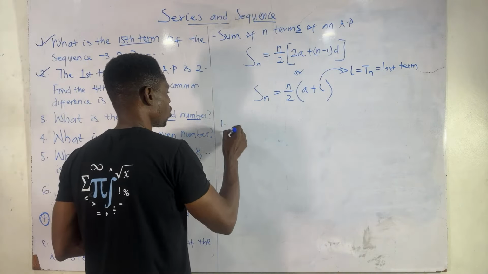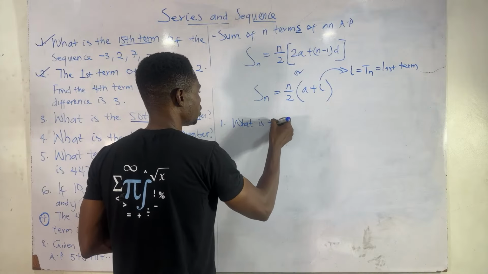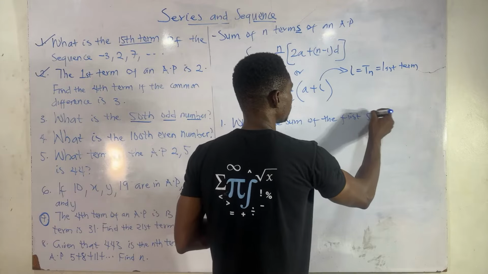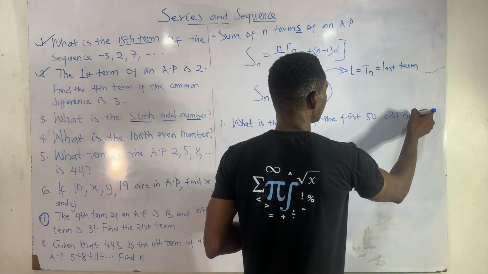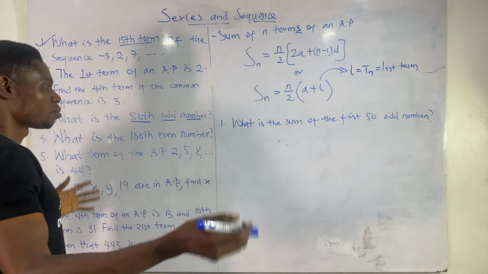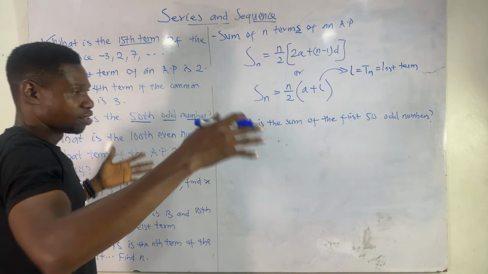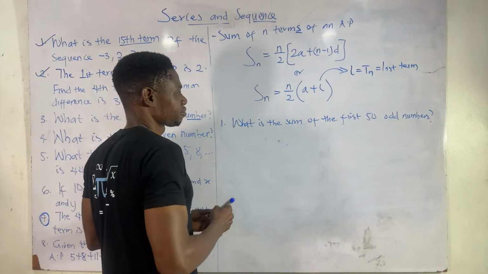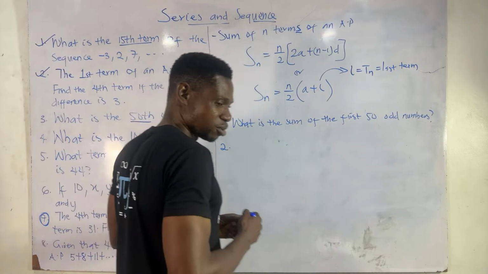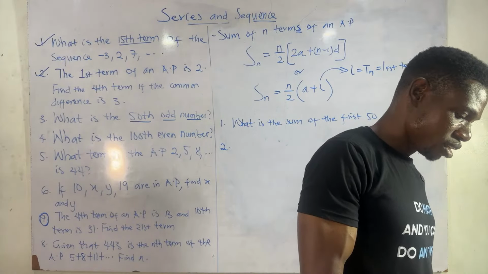So question 1: what is the sum of the first 50 odd numbers? Now, you're not looking for the 50th term, right? You want the sum of all the first 50 odd numbers. So that will be our question 1. Question 2. Let me get some questions so that we are fast, so that we don't waste further time than we already have.